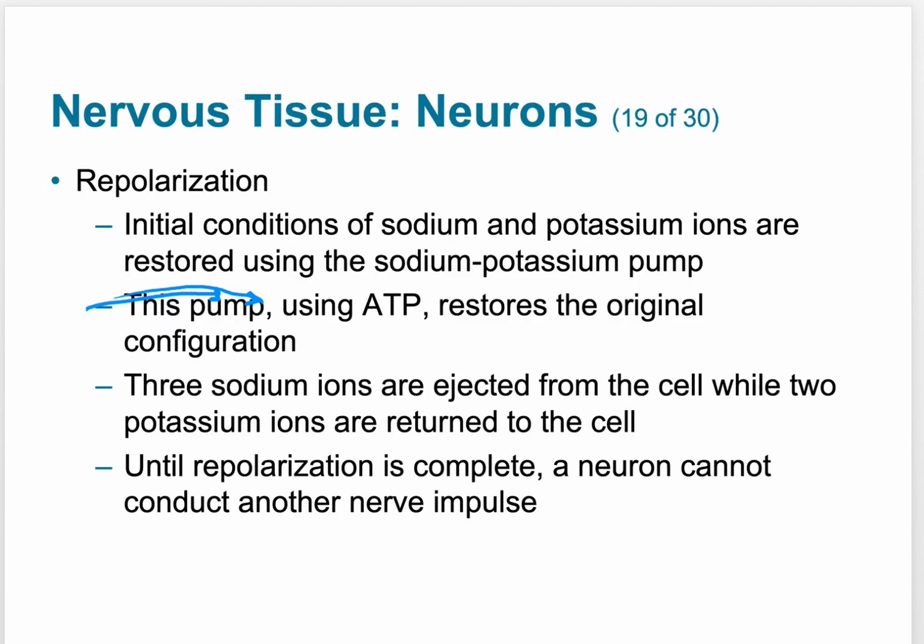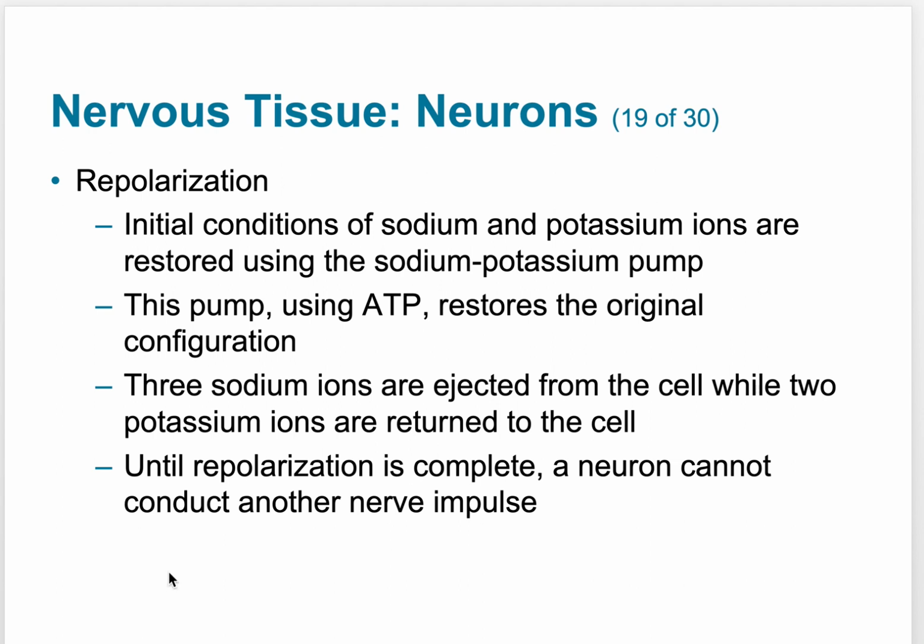Okay, so repolarization. The initial conditions of sodium and potassium ions are restored, okay, and it's also helped with the sodium-potassium pump. So sodium and potassium pumps are going to start using ATP to pump sodium out and potassium in, okay, so there's 3 sodiums pumped out for every 2 potassiums that are pumped in, okay, and this will happen until repolarization is complete. So when the nerve is back at resting, where you have positive outside, negative inside, okay?